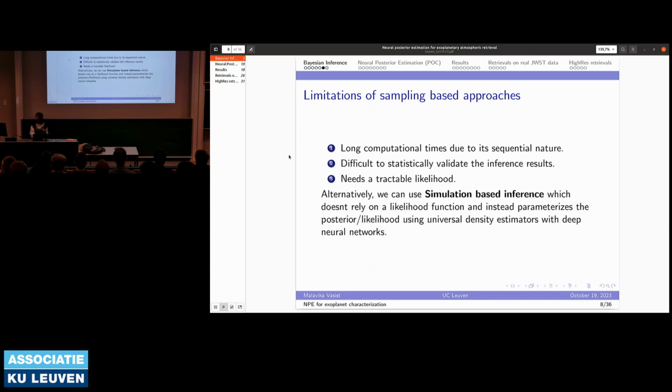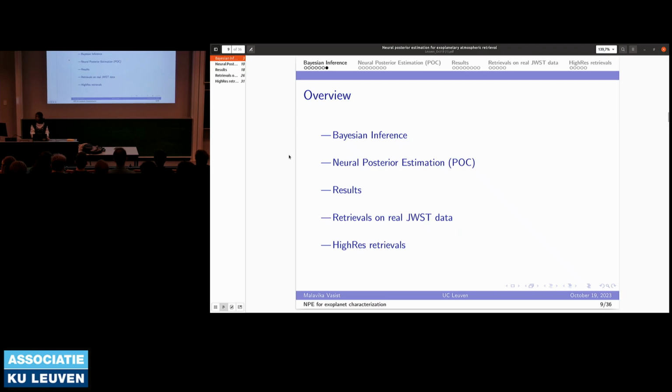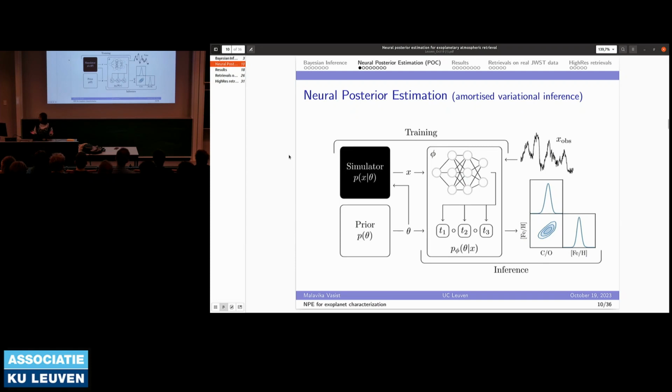So how do we use simulation-based inference? That's where neural posterior estimation comes in. It's under the umbrella term of simulation-based inference. It's an algorithm where you can directly estimate the posterior instead of having a likelihood function and then going from there. So this is what neural posterior estimation is.